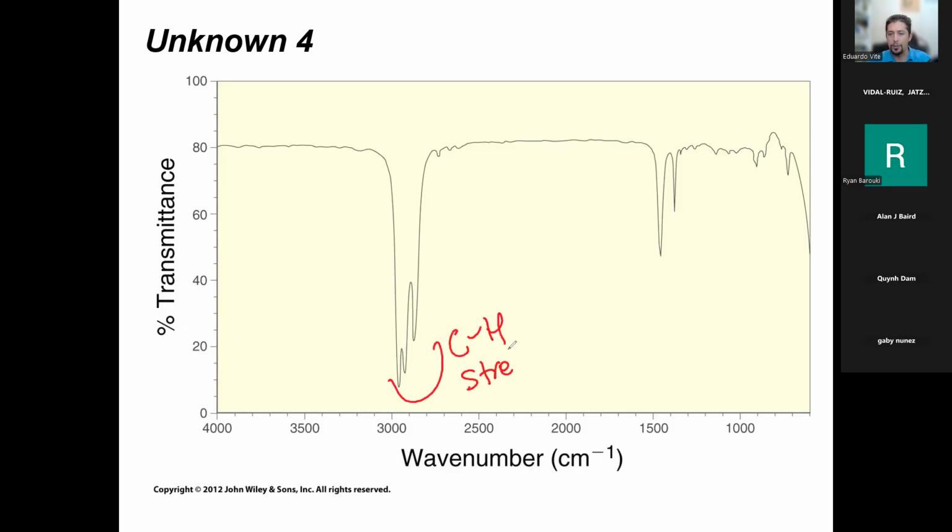Are they SP2, SP3? Hard to say without a formula. So all we can say is that it's some sort of CH stretch. What else do we see? I think I misspelled stretch. Stretch. There you go. I know some people might be like, oh, you misspelled a word.